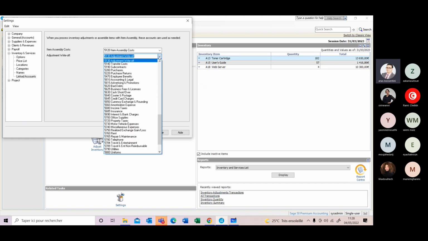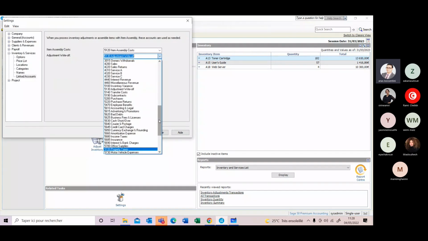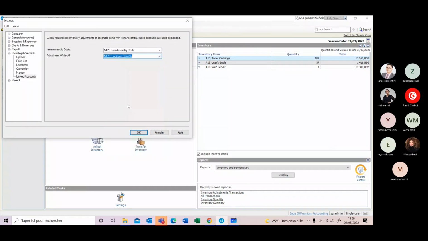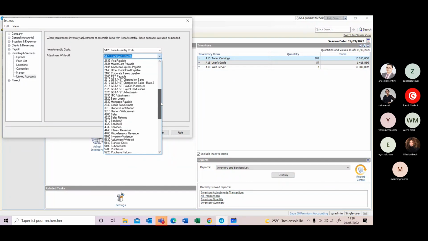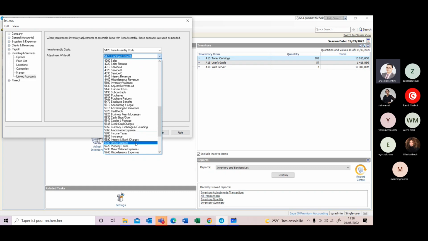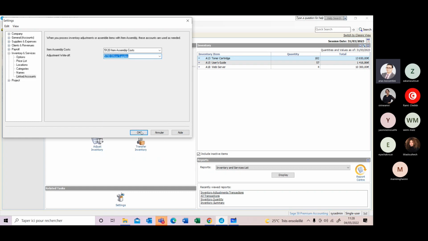Okay. So for example, if I change, I say, just to check it with you, right? So if I change this adjustment write-off to become, I don't know, I'll select one of the expenses on the fly, right? Okay, so, let's say office supplies. Okay, office supplies. This is the expense. Okay, click on OK.